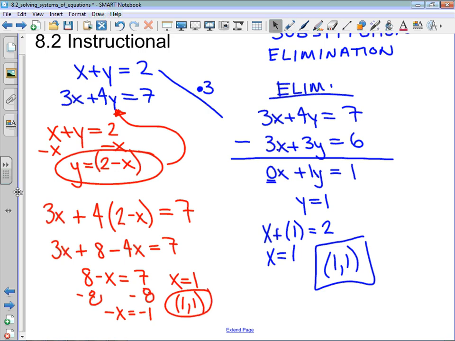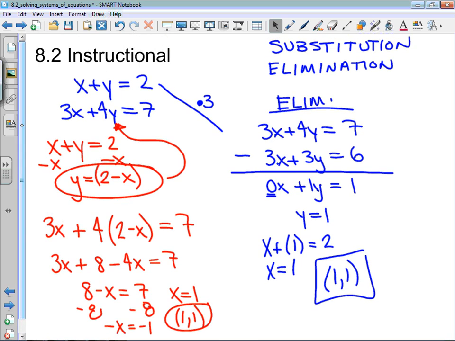Verification still works. It is always a good step to do. I picked this one on purpose. 1 plus 1 is 2, and 3 times 1 plus 4 times 1 is 7. So 1 comma 1 is a coordinate that exists on both of those lines, and so it's the solution to that system of equations. We are going to look at quadratic linear or quadratic quadratic. Elimination becomes a little bit less useful in those situations, but it is still usable, and you will see me use it at least once in the upcoming examples.